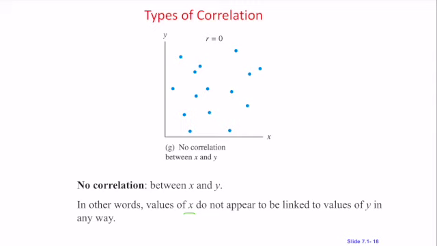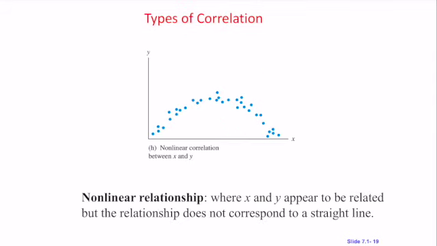We can also have a nonlinear relationship. So x and y in this case appear to be related, right? They go on this nice little curve. But the relationship doesn't appear to be a straight line. So nonlinear correlation.